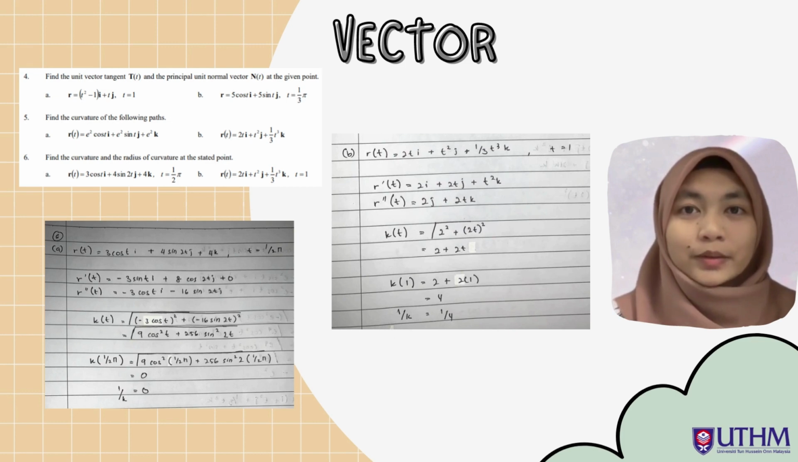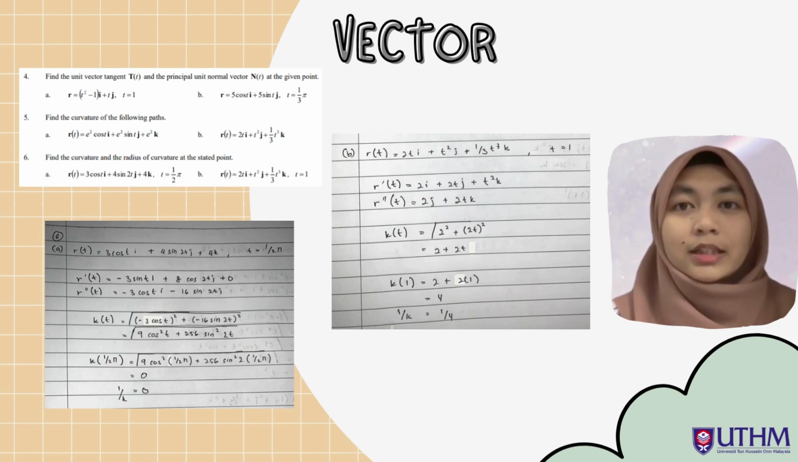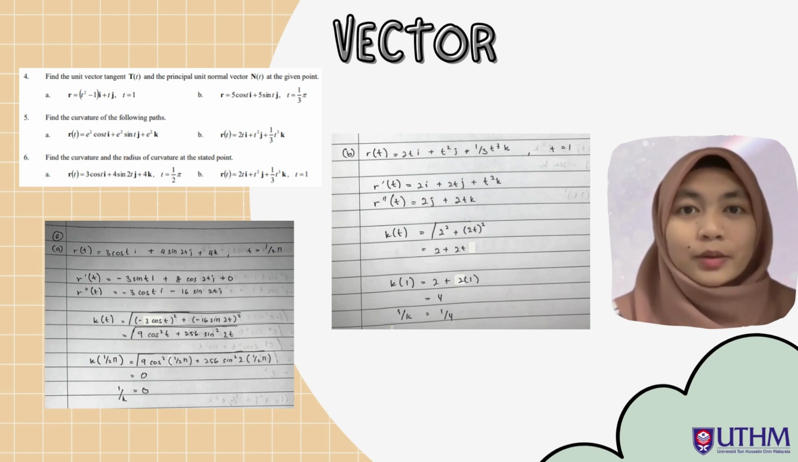Question 6b also needs the second derivative, but we need to replace the t with the value given, which is t is 1. Then kt is the square root of 2 square plus (2t) in bracket power of 2. It will be 2 plus 2t. So we replace the t with 1, then we get the answer.